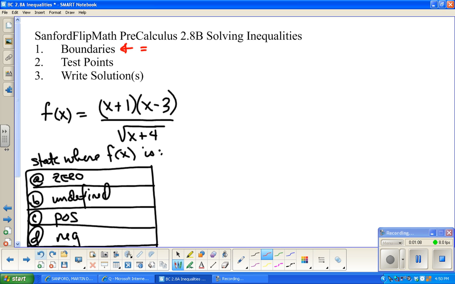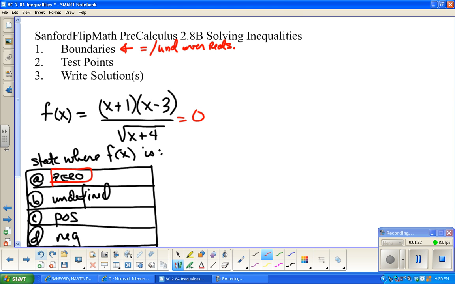Remember, that's where things are equal or maybe undefined, or at least undefined over reals. In other words, we're not going to work with imaginary numbers for this particular kind of equation or inequality. So let's start by doing that. We're going to find the boundaries. In this case, we're talking about where it's equal to 0 or where it's undefined.